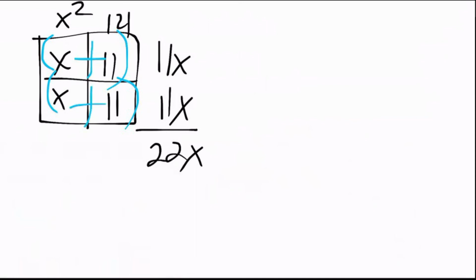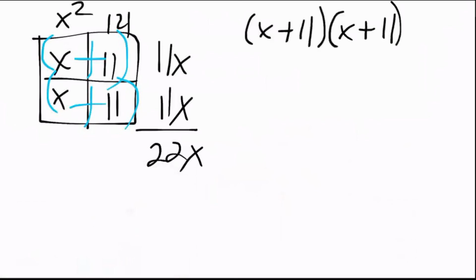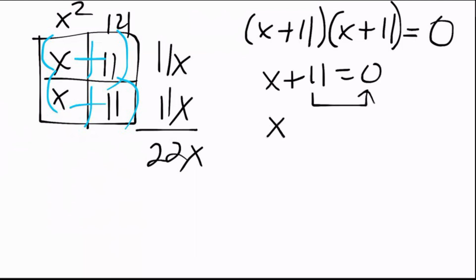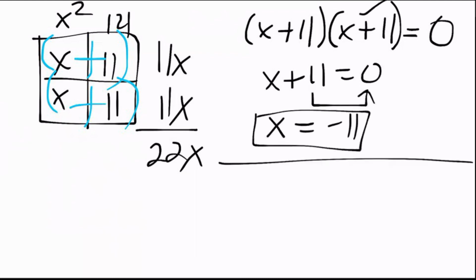From here, we will rewrite it into a factored form. Ano yung factored form natin? We have x plus 11 multiplied by x plus 11 is equivalent to 0. Now, identifying the value of x for step number 4, we have x plus 11 is equivalent to 0. Moving 11 to the other side, it becomes x equals negative 11. Let us try our second factor. We have x plus 11 is equivalent to 0. Moving 11 to the other side, it becomes x equals negative 11.